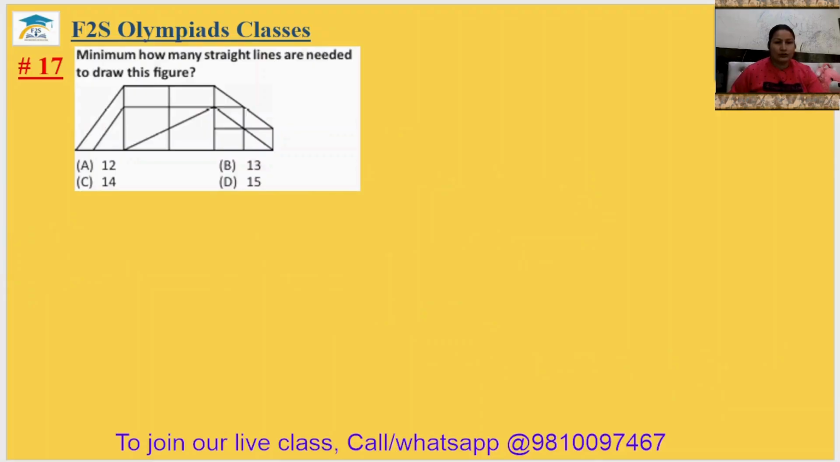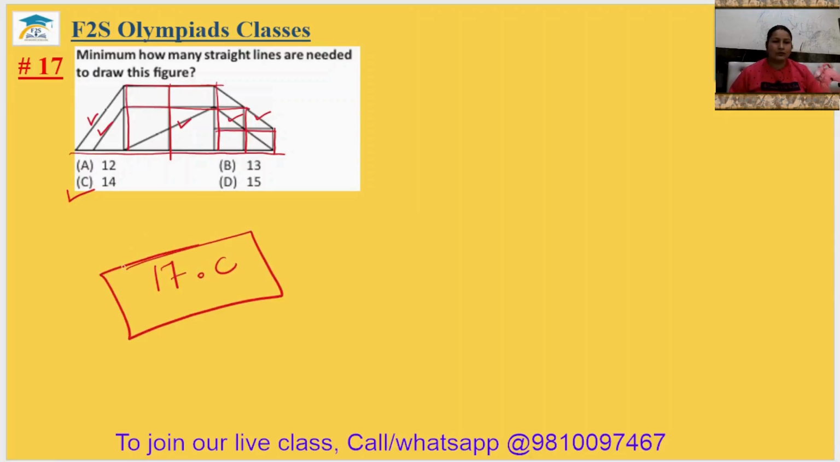Okay? Question number 17. Minimum how many straight lines are needed to draw this figure? So 1, 2, 3 slanting lines, 3, and then 4, 5 slanting lines, 5, and then 6, 7, 8, 9, 10, 11, 12, 13, and this one is 14. 14 lines we need to draw this figure. So the 17th answer will be option C.